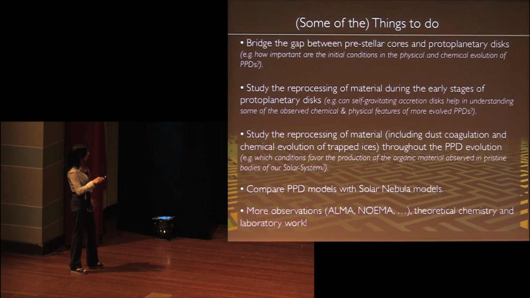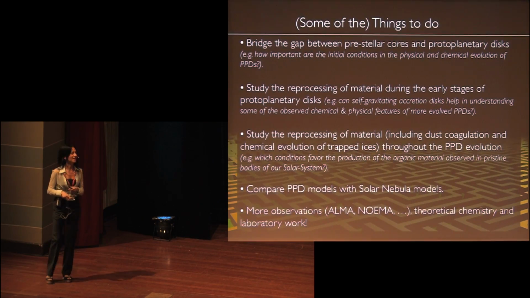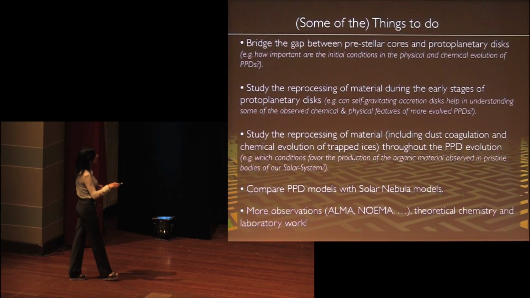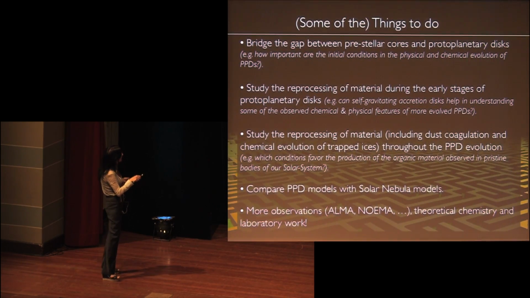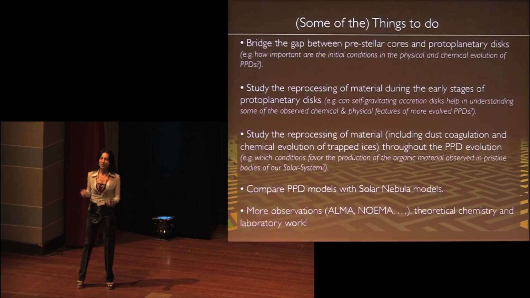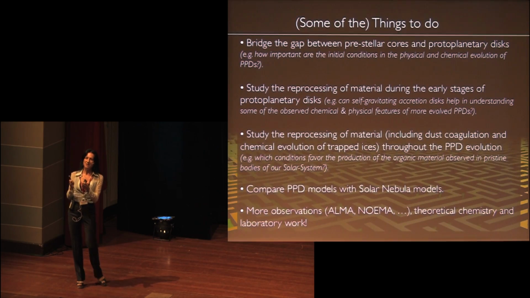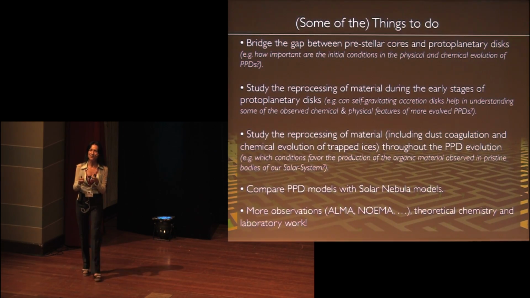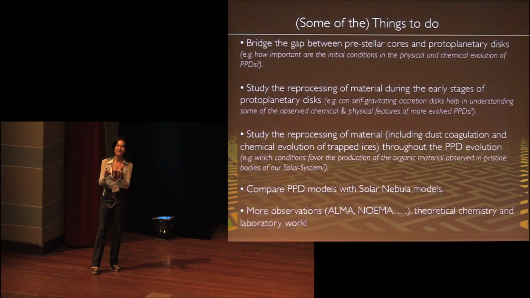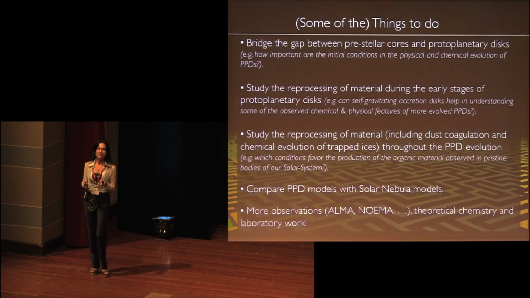Study protostars, study the reprocessing of material, including the dust coagulation and the chemical evolution of trapped ice, which I think has not been done enough throughout the protoplanetary disk evolution, and answer the question: which conditions favor the production of the organic material observed in our pristine material? I know we are one example, but we have so much data that at least one of the models that we run, we need to understand how this material is made at some point.